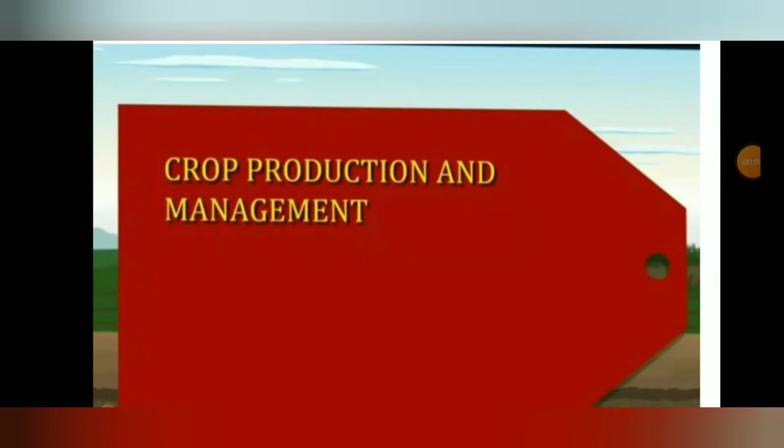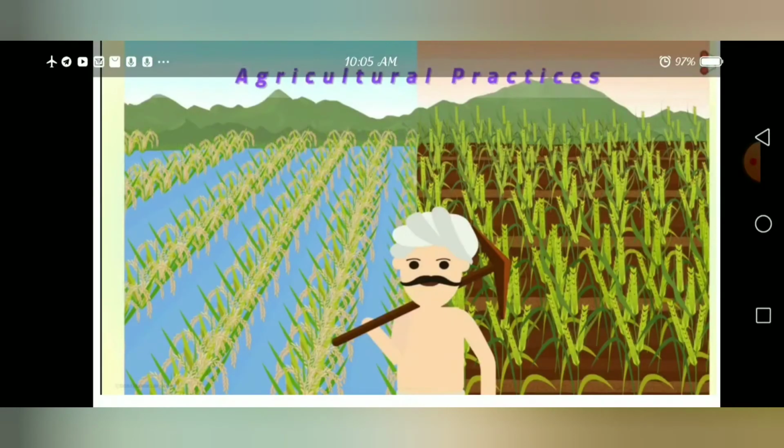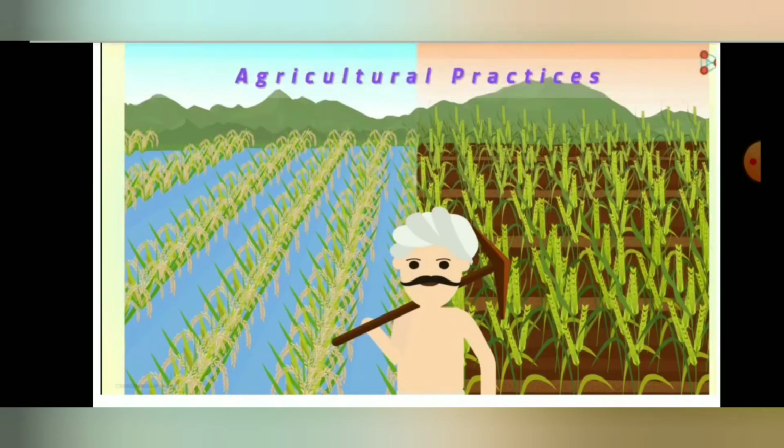So dear students, we will observe some pictures related to crop production and management. In this picture, we can see the farmer has already grown the crops here, but before growing the crops, certain steps should be followed to grow the crops. Let us discuss along with some of the pictures.